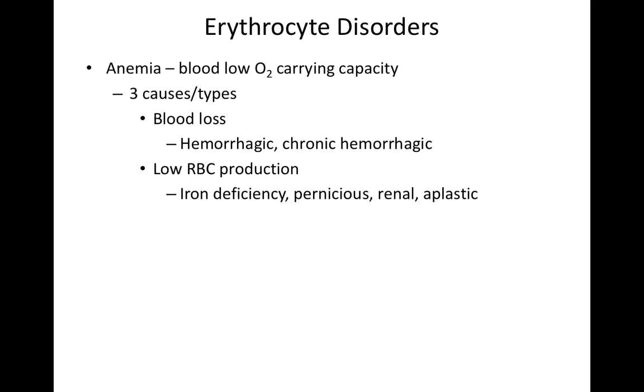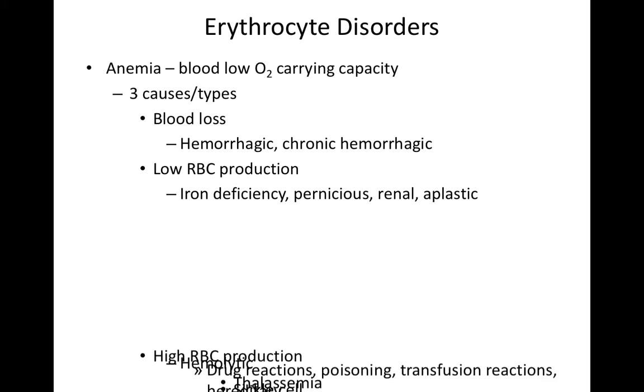Renal would have to do with a lack of EPO, so your kidney is not responding by pumping out EPO properly. Aplastic anemia would be a problem with your bone marrow. So the kidneys are sending out the EPO, but the target cells are not functioning properly. Aplastic anemia is definitely a common side effect with cancer treatments where we irradiate the bone marrow in order to do transplants and things like that.